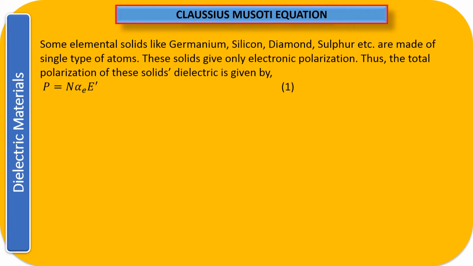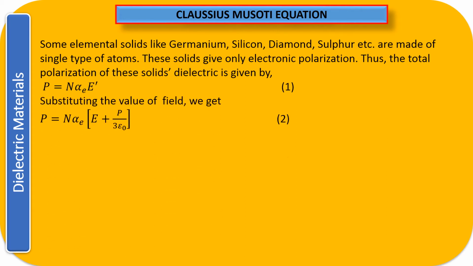So this relation between the electric field, the polarization and the dipole moments we have already seen, right? Now let's substitute the value of the electric field that we have derived. So P is equal to N alpha E dash, and the value of the total electric field, E dash, is equal to E plus P upon 3 epsilon naught, which we have already derived as the internal field. Here E is the applied electric field, P is the polarization. So this value I have just substituted in equation number 1, right?